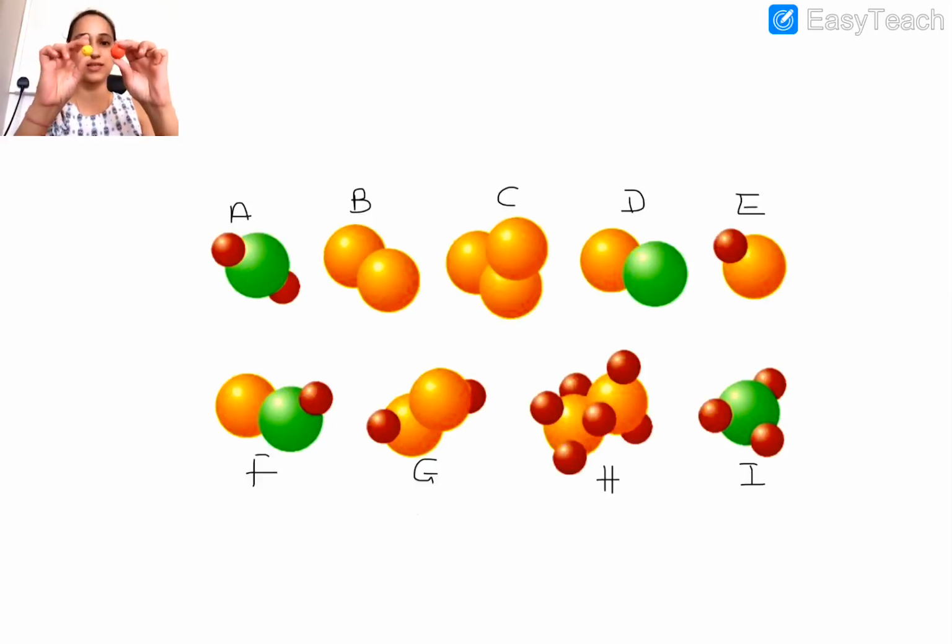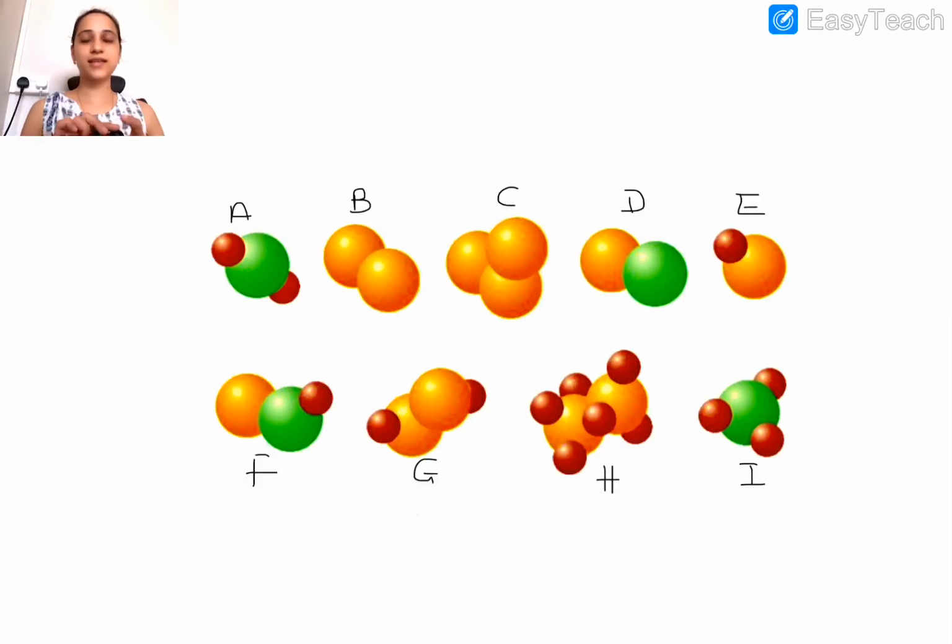Okay, so let's make them react. They come together, and suddenly a bond forms between them. So that's not an element anymore. This is now a molecule. This molecule consists of two different types of atoms. This is one type of atom. This is another type of atom. So that's a molecule with two different types of atoms.